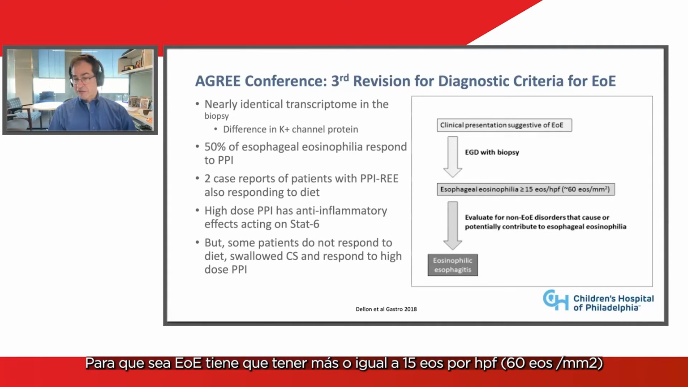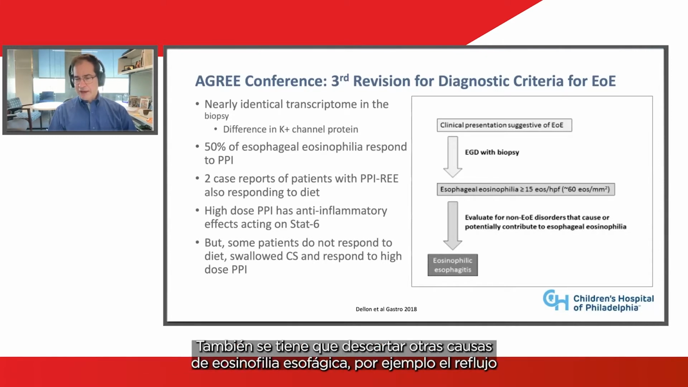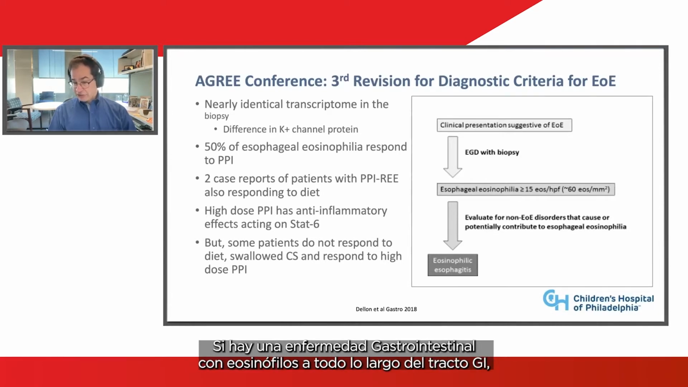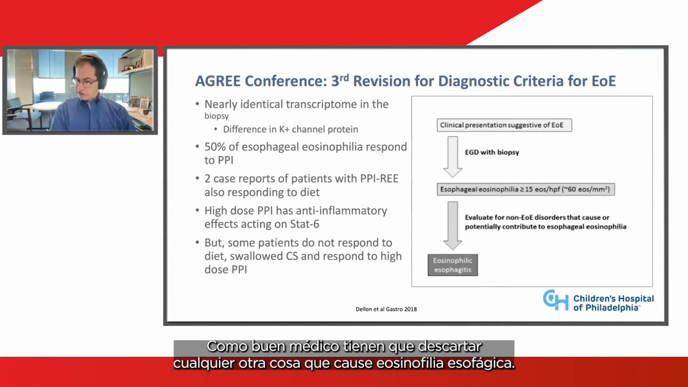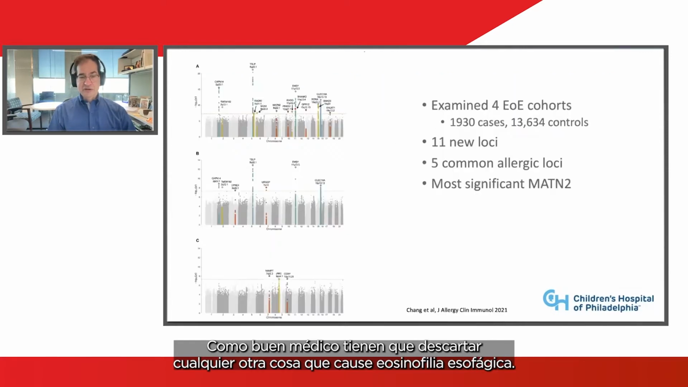A biopsy for EOE requires greater than 15 eosinophils per high power field, which is about 60 eosinophils per millimeter squared. And you have to rule out other things that cause esophageal eosinophilia. Reflux can do it. Eosinophilic gastrointestinal disease, when you have eosinophils up and down the GI tract, is a different disease. Celiac disease can cause it, IBD can cause it. So you really have to be a good clinician and rule out those other causes of esophageal eosinophilia.